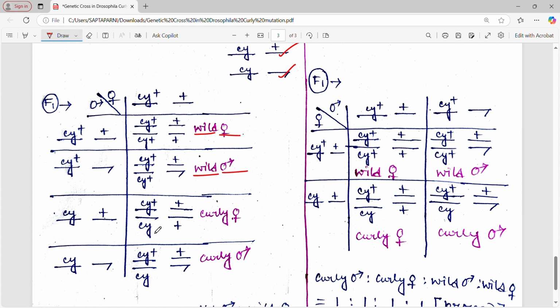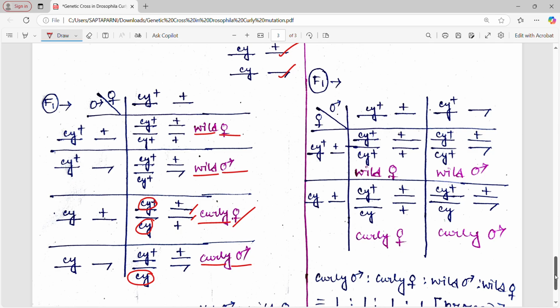Here you can see Cy+ and Cy, so it is curly in nature because curly is dominant over the wild type allele. Okay, so it will be curly, and here two X chromosomes are there, so curly female. Here also Cy+/Cy, Cy is dominant over Cy+, so the phenotype should be curly, and as there are an X chromosome and a Y chromosome, it should be curly male.